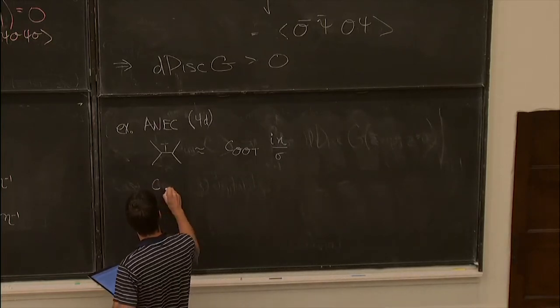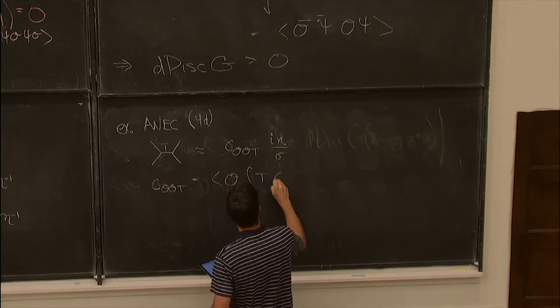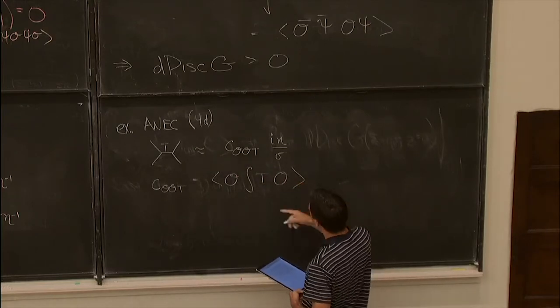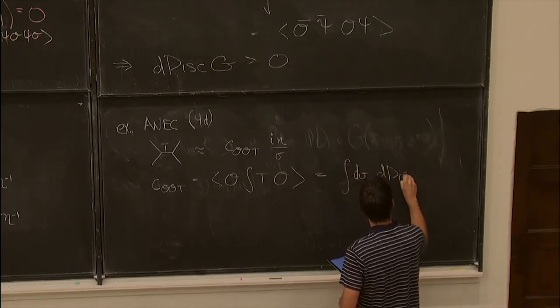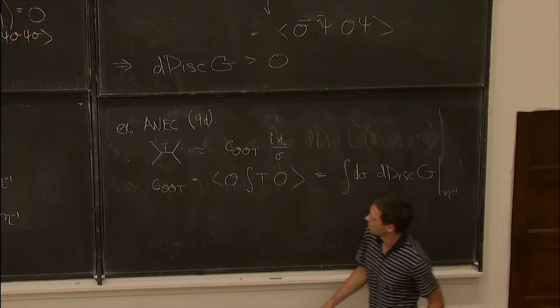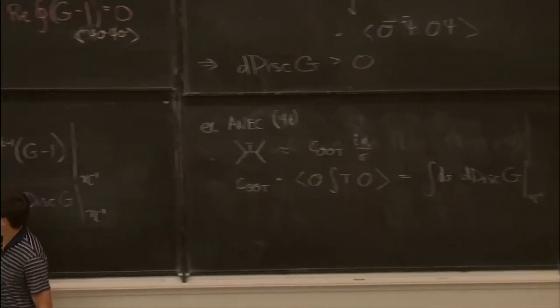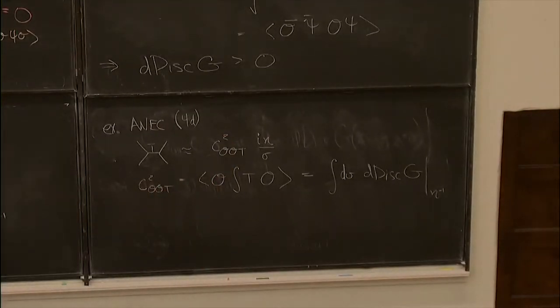So the Anach sum rule says C_OOT is equal to the expectation value of the Anach, is equal to the integral d sigma of d disk g, eta inverse. That's just this formula. It's the OPE coefficient squared. So the OPE coefficient for the stress tensor that corresponds to this contribution, this formula is actually correct. It is inverting this piece of the OPE.